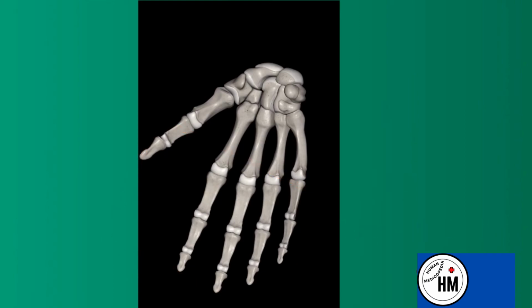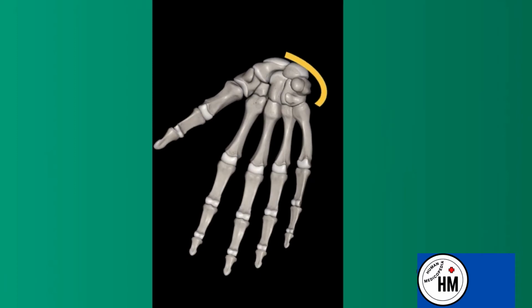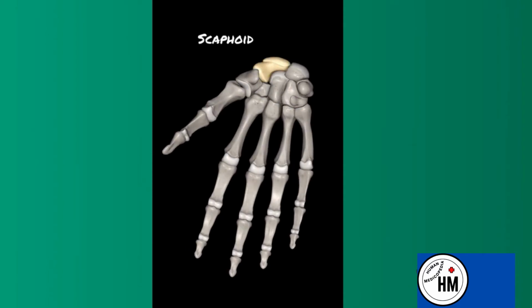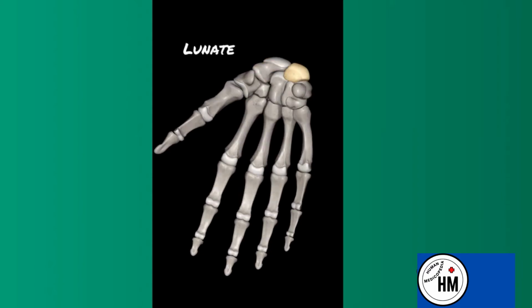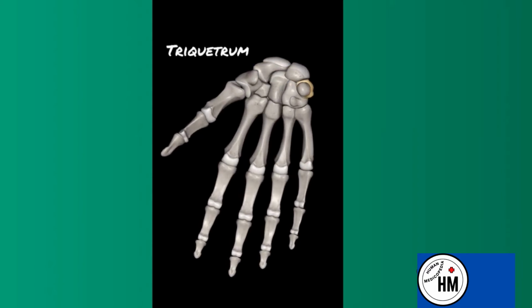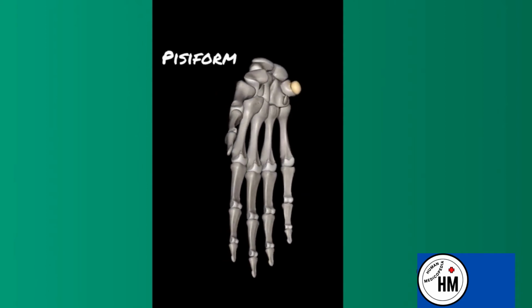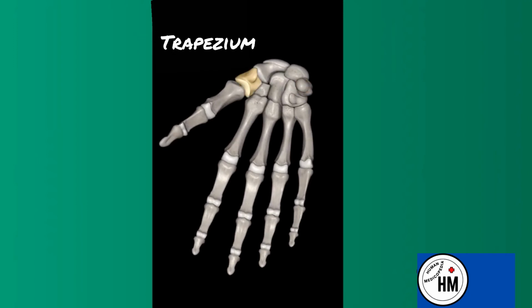Let's talk about the carpal bones in detail. They are 8 in number and are divided into 2 rows, the proximal row and the distal row. Each row has 4 carpal bones. In proximal row, these are scaphoid, lunate, triquetrum, and pisiform. In distal row, these are trapezium, trapezoid, capitate, and hamate.